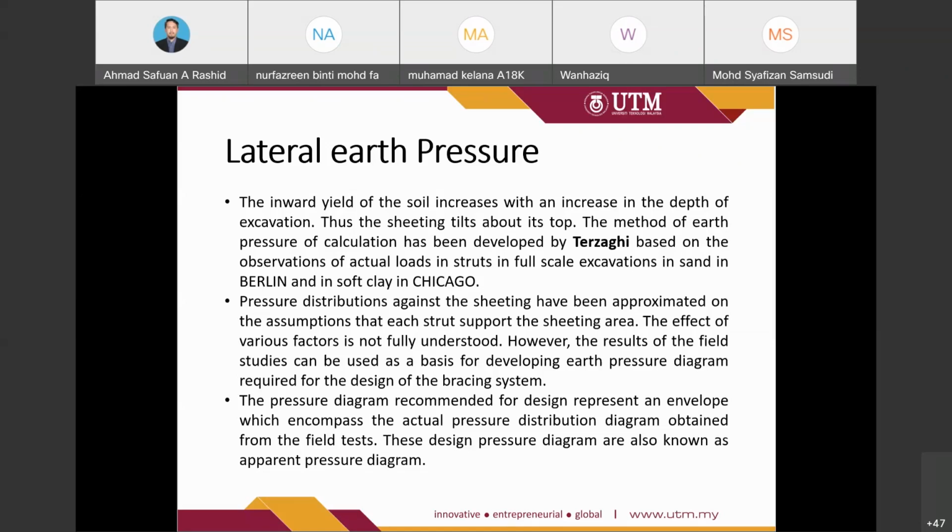The pressure diagrams recommended for design represent an envelope which encompasses the actual pressure distribution diagrams obtained from the field tests. These design pressure diagrams are known as the apparent pressure diagrams. So in the actual field tests, they observed the pressure distributions, then they use these pressure distributions to come up with the design for this bracing system.